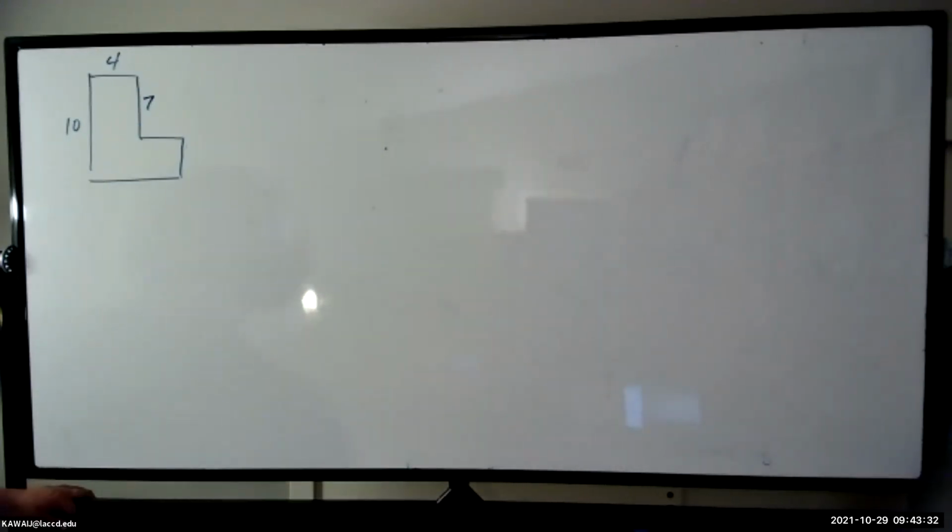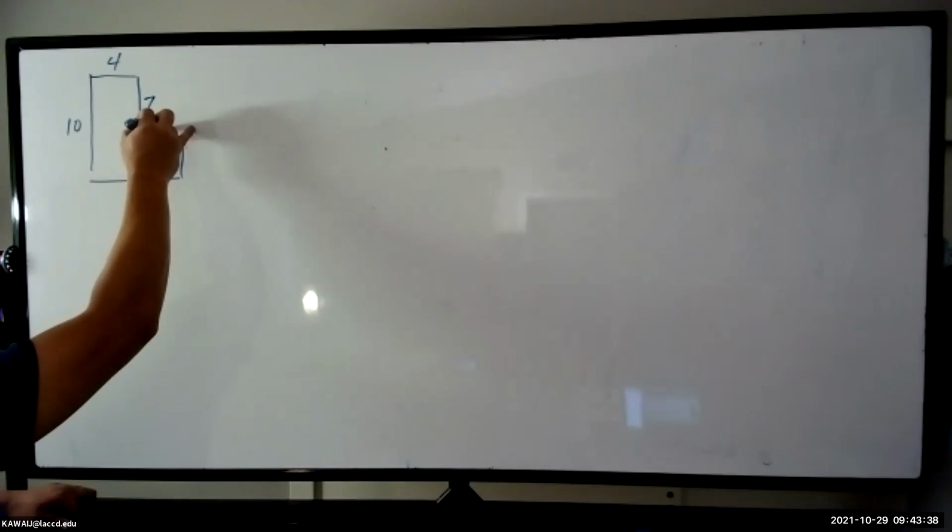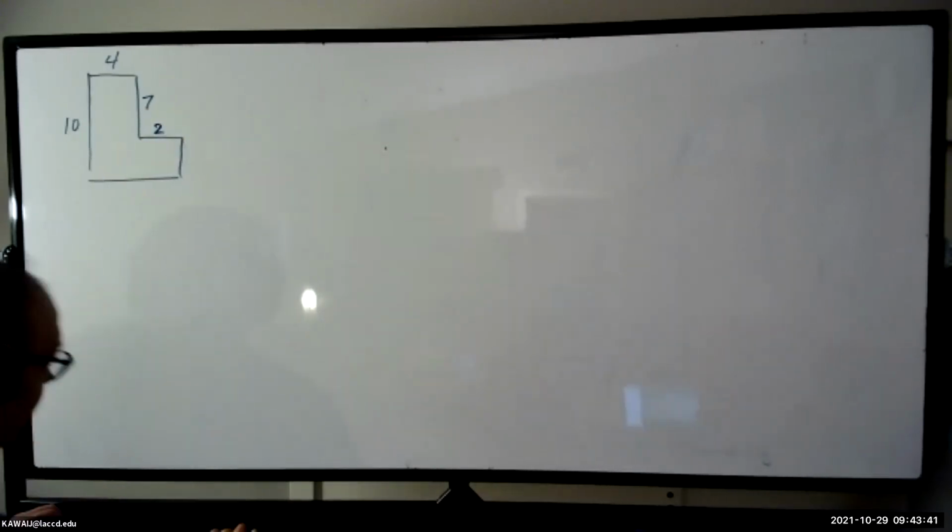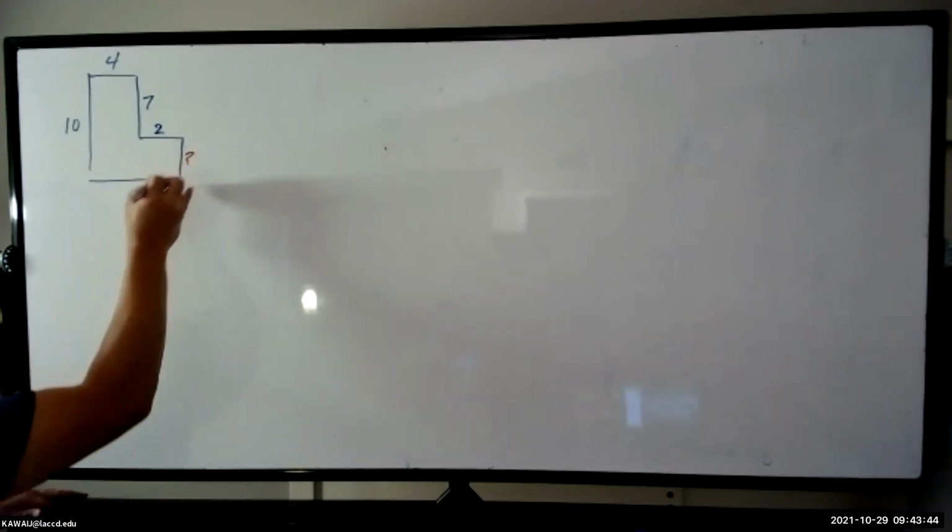Now, let's look at composite shapes. So shapes that combine each other. Let's say I give you something that looks like this right here. So this is 10, this is 4, this is 7. And let's make this 2. So you don't know this length, and you don't know this length.